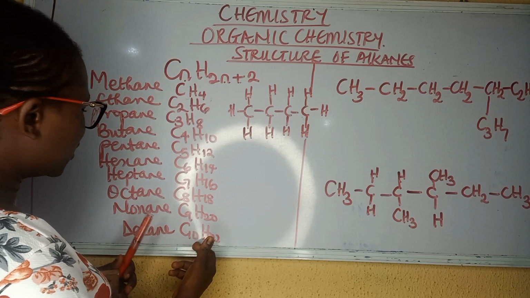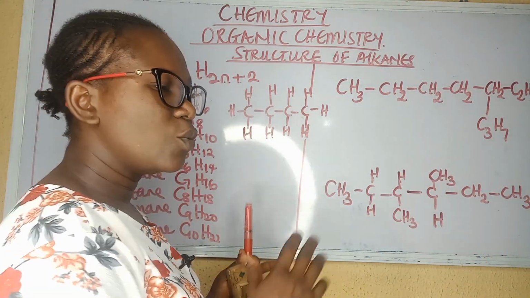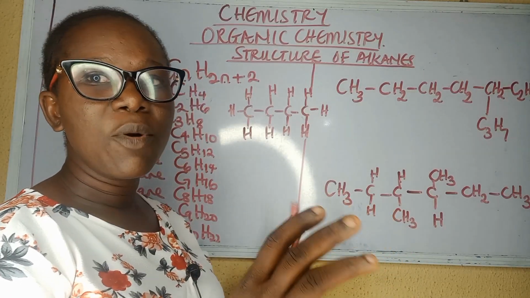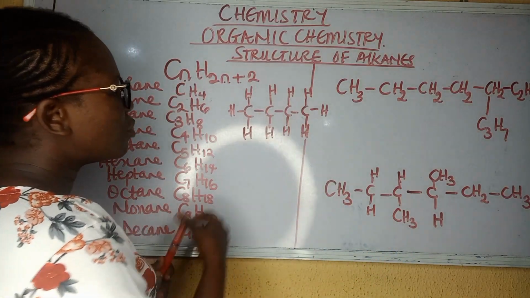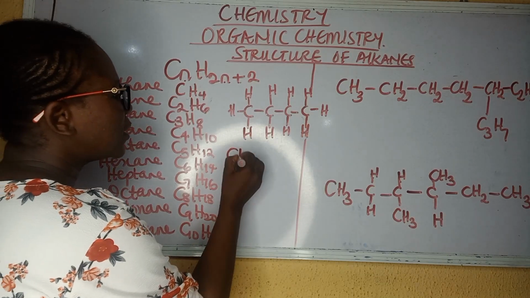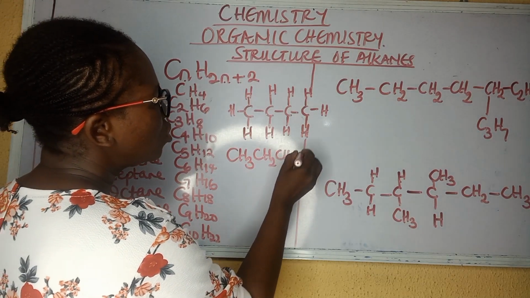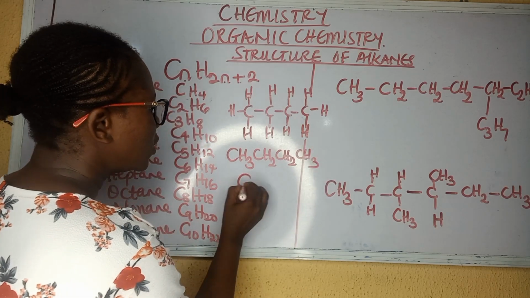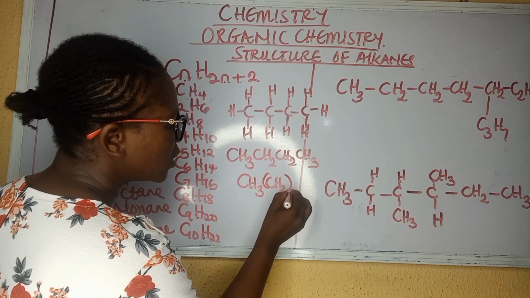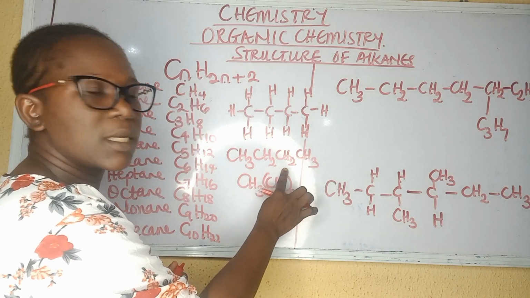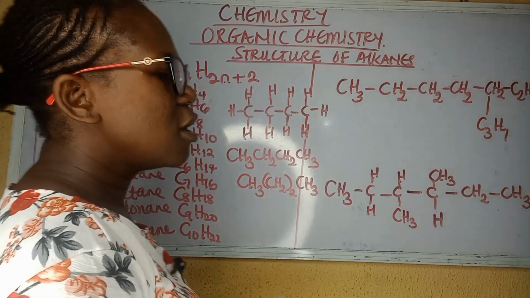Now, you can do the same for decane, just draw your 10 carbons and then surround the carbons at the 2 edges with 3 hydrogen, and then 2 hydrogen in between. Now, I can rewrite this as CH3, CH2, CH2, CH3, or CH3, CH2 in brackets with 2 because it's appearing twice, then CH3 outside. This is also the structural formula.